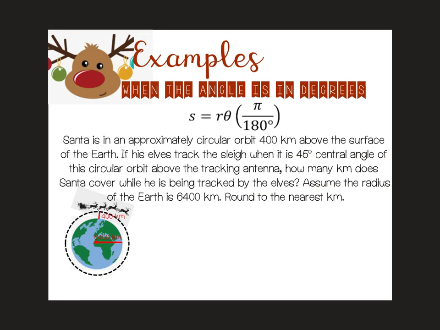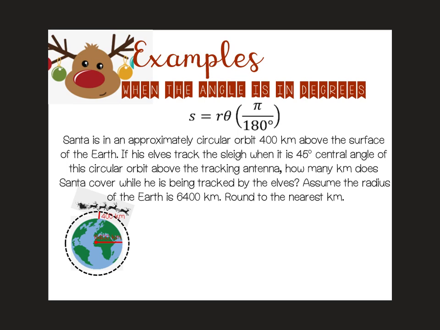All right, so this is a problem where the angle is in degrees. So it says Santa is in an approximate circular orbit 400 kilometers above the surface of the Earth. His elves track the sleigh when it's 45 degrees central angle of the circular orbit above the tracking antenna. How many kilometers does he cover while he is being tracked by elves? Assume the radius of the Earth is 6,400 kilometers, round to the nearest kilometer. So, a lot of information.